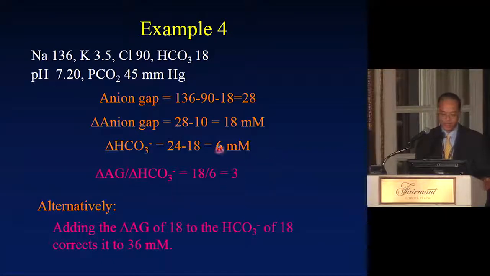In other words, the anion gap is 3 times higher than you would expect based on the lowering of the bicarb. The other way of doing it that some people like to do is to take the delta anion gap, 18, and add it to the bicarb. And if that returns it to normal, that would have the same connotation as the delta-delta being 1. In this case, when we add the 18 to the bicarb of 18, we get 36, which is high. So what this is suggesting is that this patient must have an underlying metabolic alkalosis as well.